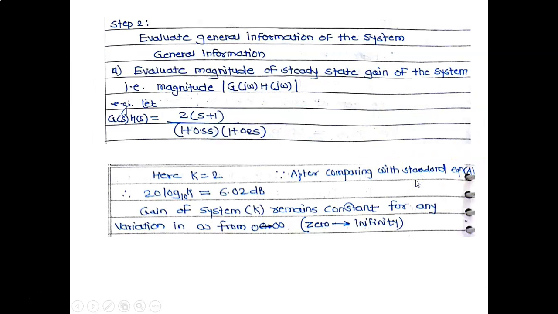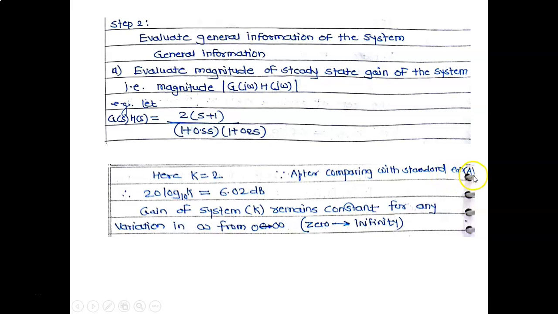Step 2. Evaluate general information of the system. In general information, first evaluate the magnitude of steady state gain of the system, that is magnitude of G(jω) H(jω). Let G(s)H(s) is equal to 2 into bracket s plus 1 divided by 1 plus 0.5s into 1 plus 0.2s. Here K is equal to 2.